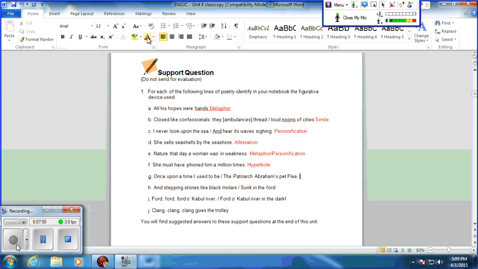So it is personification, because the flea is saying he used to be someone's pet, and saying "I." Because it says "I," it's a personification.